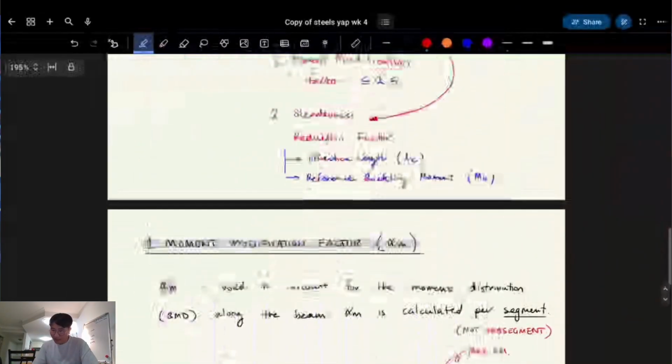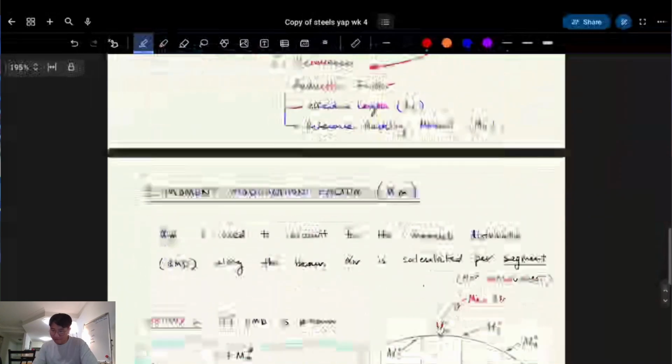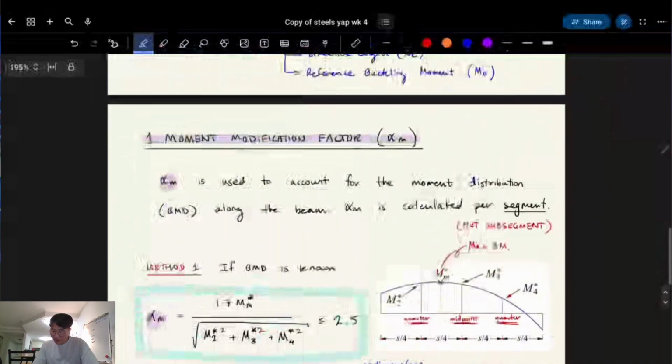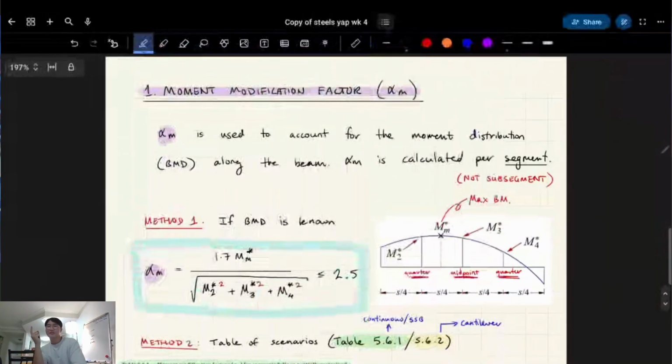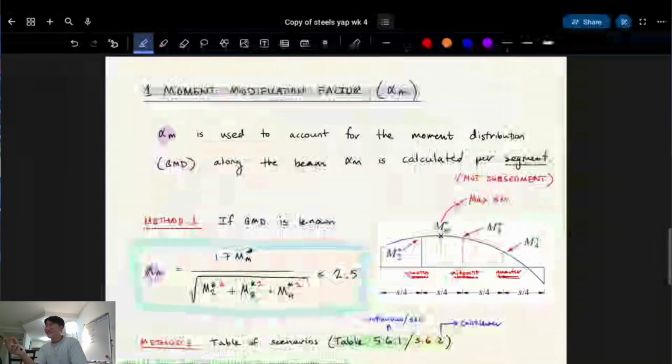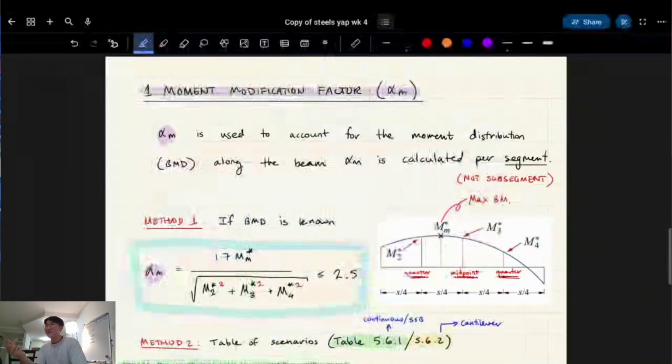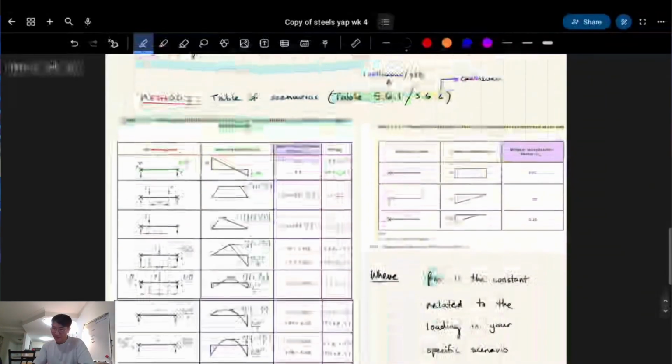We'll go over that one first, and then we'll go over the slenderness reduction factor. So the moment modification factor, this is the equation. There are two ways to calculate it. One is the bending moment diagram, if you have it. That's the best case scenario for you as a student calculating it, because then you just plug into a formula. If you can calculate the bending moment diagram fast, or it's given to you, best case scenario, because method 2 is basically like a puzzle.